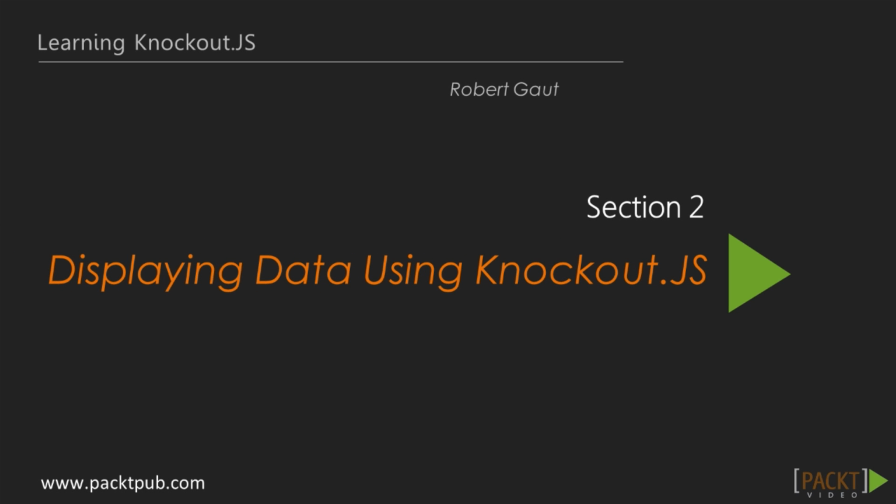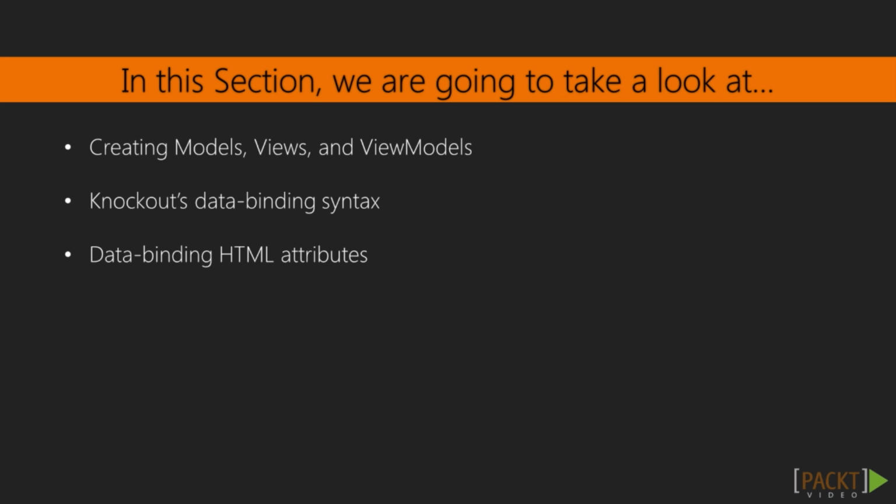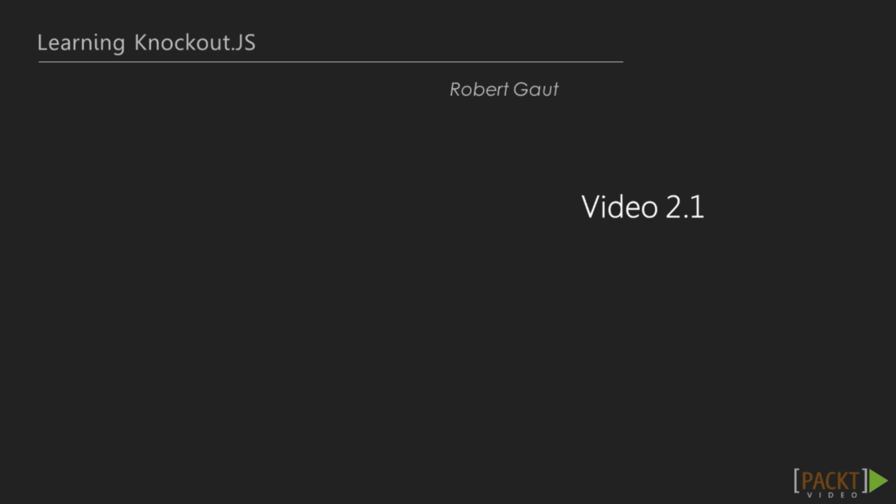Welcome to Section 2 of Learning Knockout.JS. In our last section, we explored several design patterns including the Model-View-ViewModel pattern. We also set the groundwork for the style of JavaScript coding we'll do throughout this course by looking at the revealing module pattern. In this section, we see how to display data from our model using Knockout.JS.